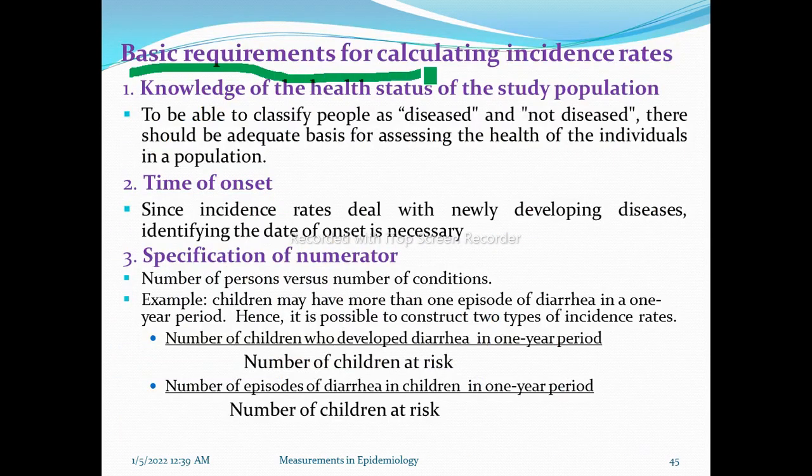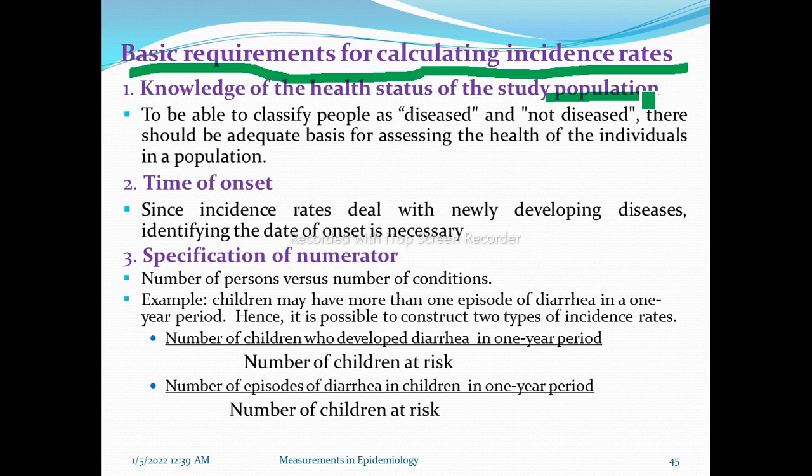Basic requirements for calculating incidence rate. To calculate incidence rate, first you have to know the health status of the study population. To be able to classify people as diseased or not diseased, there should be an adequate basis for assessing the health of individuals in the population. So identifying or recognizing the health status of the study population is very important. The other is time of onset. Since incidence rate deals with newly developing diseases, identifying the date of onset is very important.